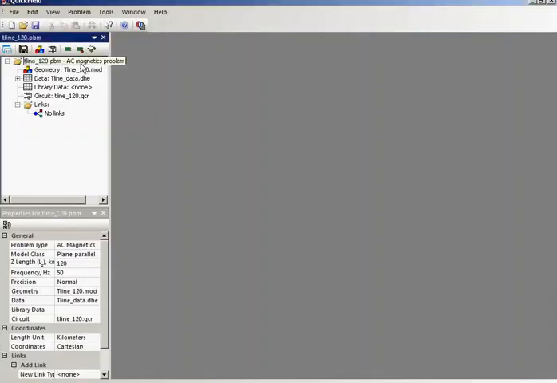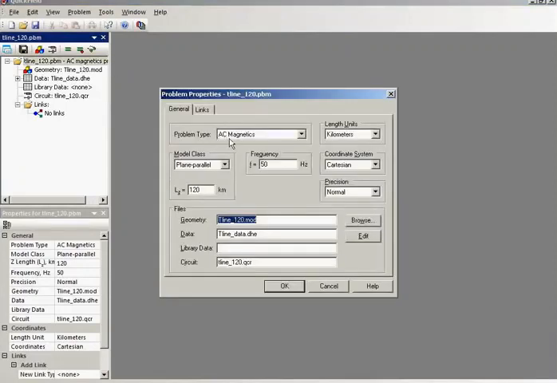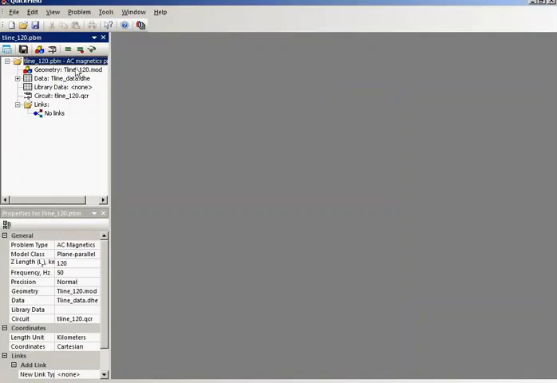So this is QuickField, and the problem type is AC magnetics. The transmission line carries the AC current, and to simulate AC magnetic field, I choose the problem type AC magnetics, and the frequency of the current is 50 Hz. The length of the transmission line is 120 kilometers. Let's take a look at the geometry model.